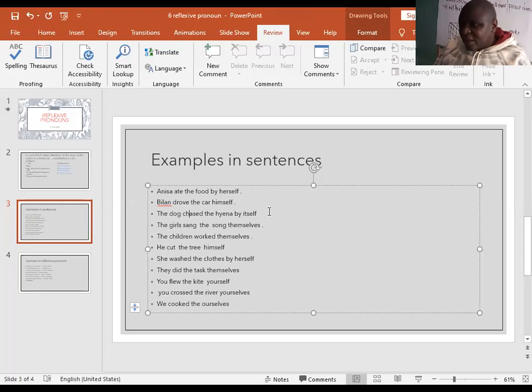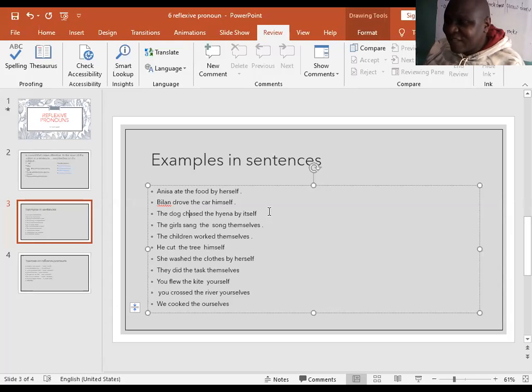So we say the dog chased the hyena by itself. So in that, we understand that this task of ensuring that the hyena went away was done by the dog, and the dog did it out of its own will, psyche, and power.